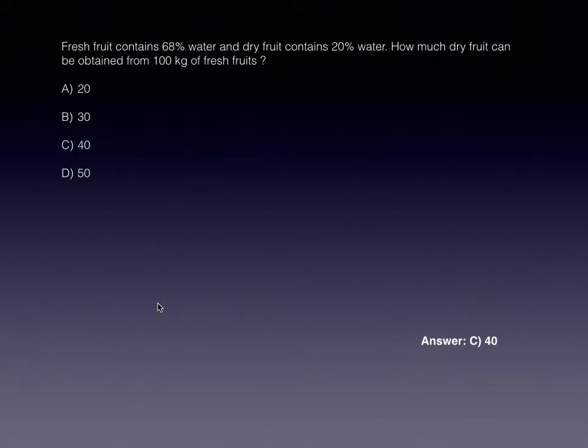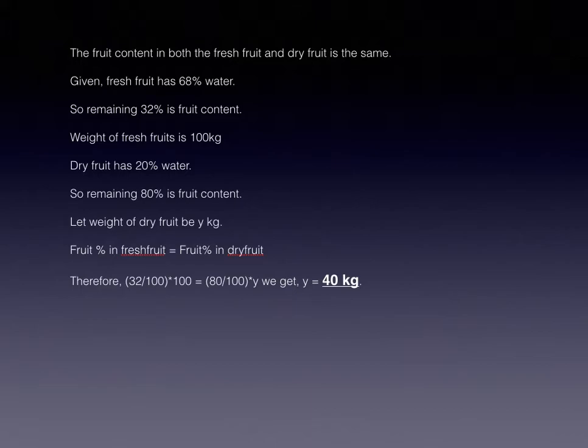Fresh fruit contains 68% water and dry fruit contains 20% water. How much dry fruit can be obtained from 100 kg of fresh fruits? See, the fruit content in both the fresh fruit and dry fruit will be the same. Only water is lost, like that the water in the fresh fruit is lost when it is becoming a dry fruit. Therefore, the pulp or the fruit content in both fresh fruit and dry fruit will be same.